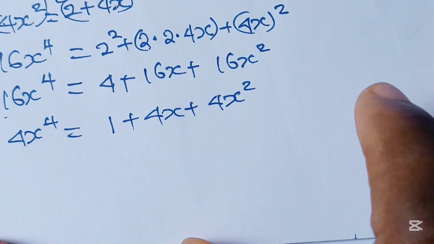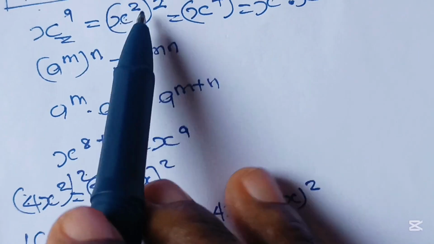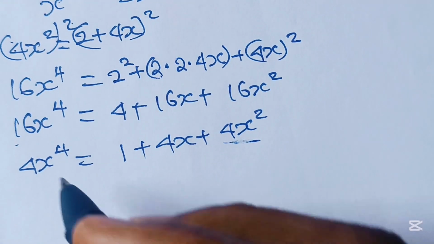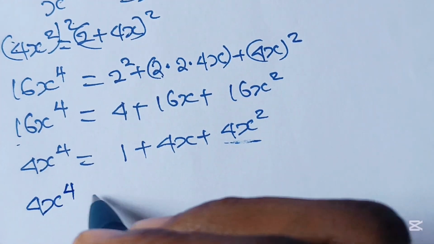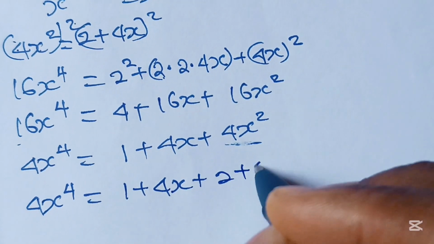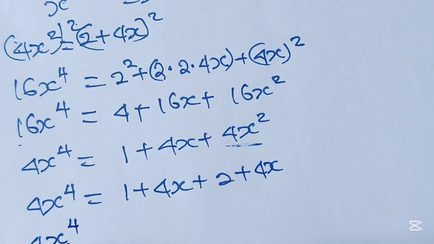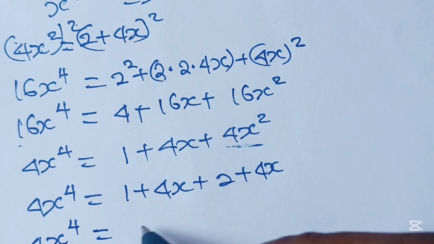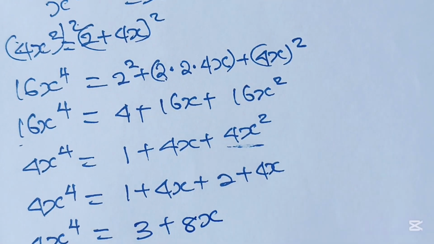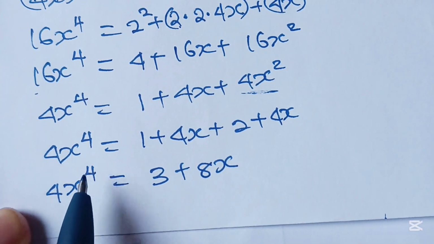Perfect. Now we have 4x squared. We are going to substitute 2 plus 4x in place of 4x squared. So we do that, we have 4x to the power of 4 is equal to 1 plus 4x plus 2 plus 4x. That is for 4x squared. So we have 4x to the power of 4 is equal to 1 plus 2 will give us 3, and 4x plus 4x will give us 8x. Perfect. Now we are going to square this x to the power of 4 again to get x to the power of 8.